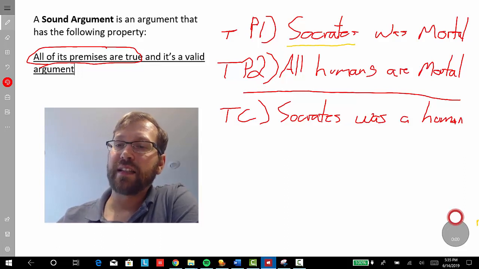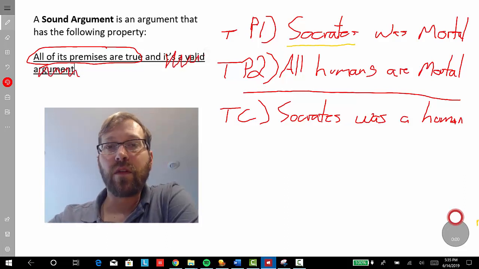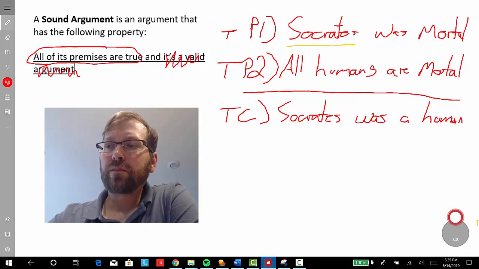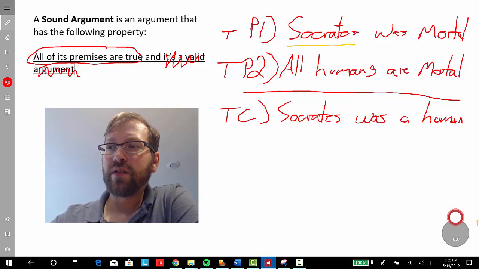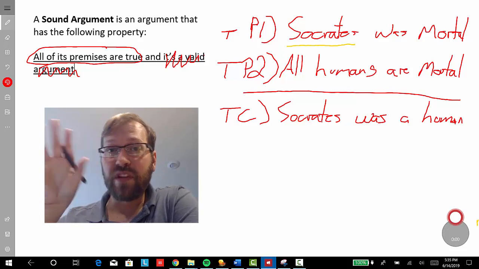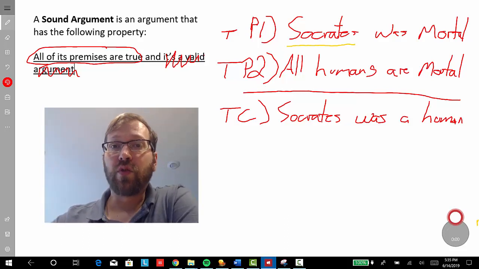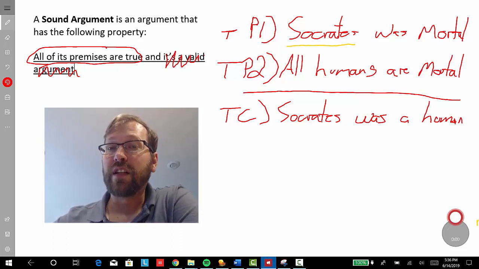However, it turns out in this case, it's not a valid argument. Why not? Well, if all we're relying on is the information that the argument gives us, all we know is that Socrates was mortal, and all we know is that all humans are mortal. But we don't know what kind of entity Socrates is. This argument doesn't tell us what sort of entity Socrates is. So given this argument, for all we know, it could be that Socrates is a raccoon.